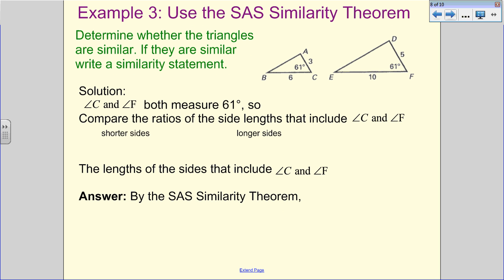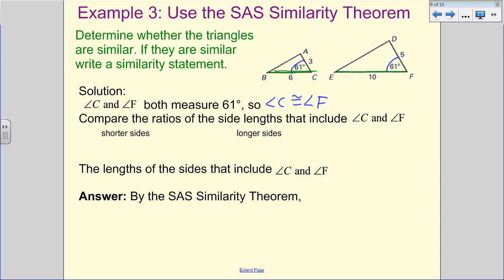So let's take a look at using this. Determine whether the two triangles are similar. Well, we see that angle C and angle F are both 61 degrees, so we know that angle C is congruent to angle F. So we have these corresponding congruent angles. Now I need to compare the ratios of those sides. So I need to compare BC, which is the bottom of the 61-degree angle here, and EF. I need to compare those.